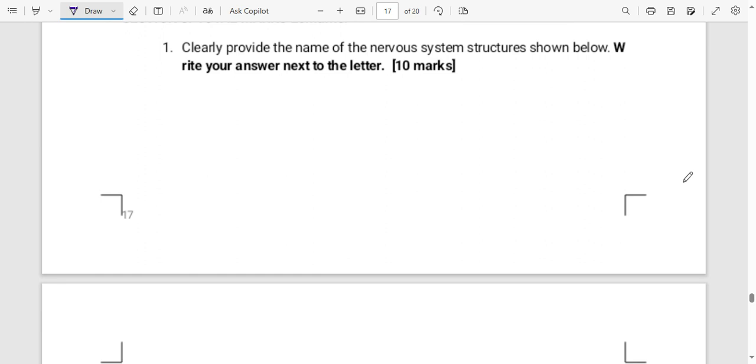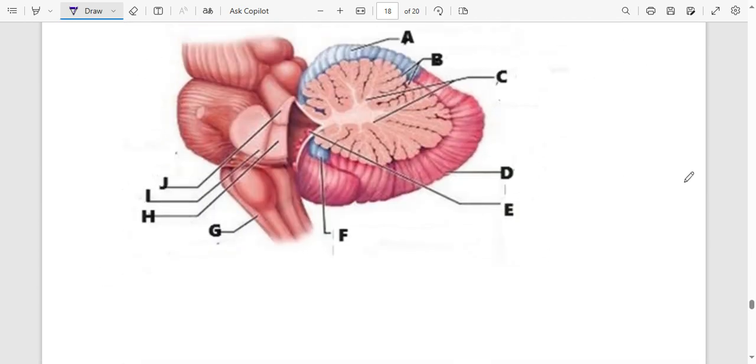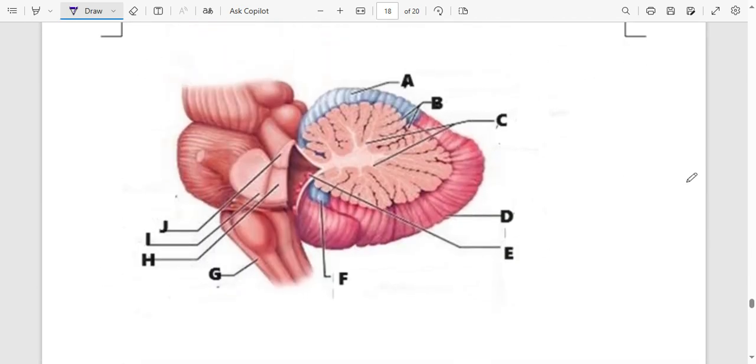Clearly, we want to label the diagram here. A. What is A? Anyone? The anterior lobe of the cerebellum. You can just hear that if you just write anterior lobe, it's wrong. So the anatomy, guys, of the cerebellum.